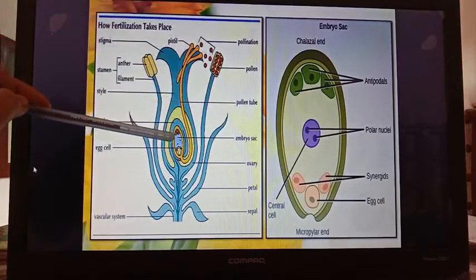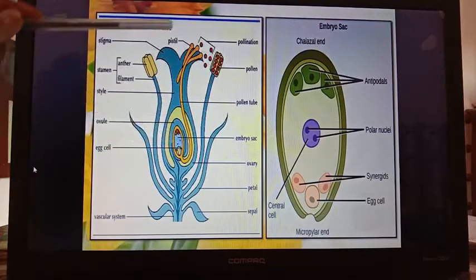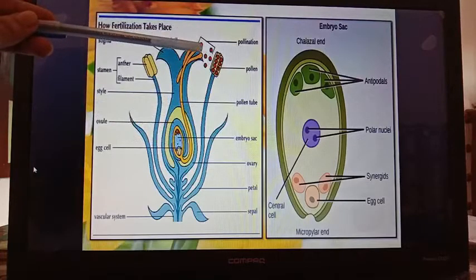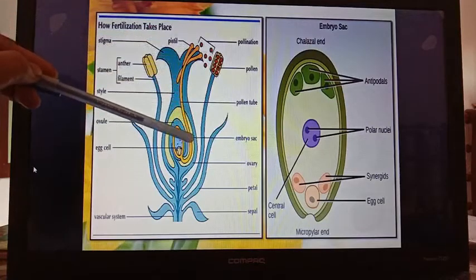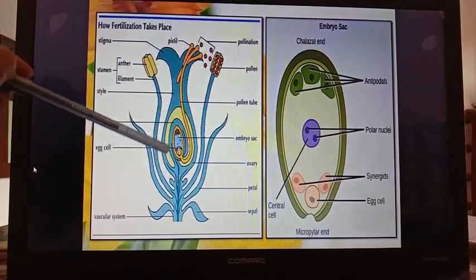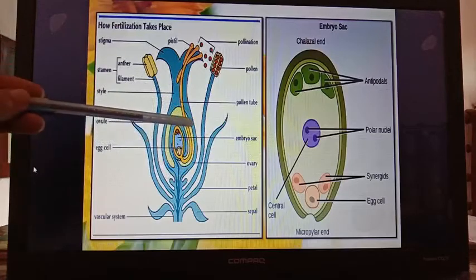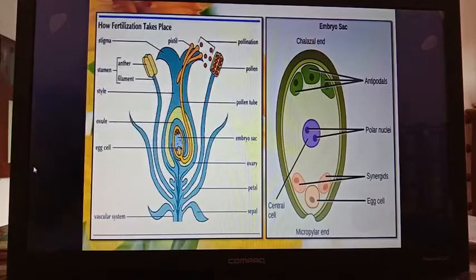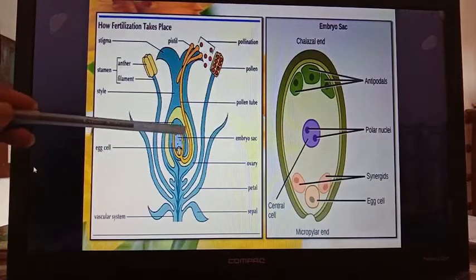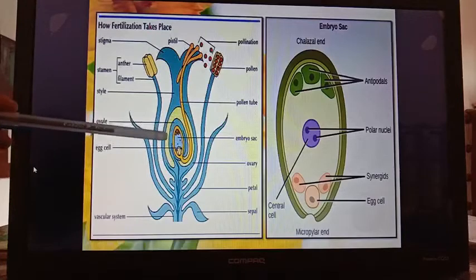gynoecium or pistil, and this gynoecium or the female part mainly contains three parts: stigma, the upper part, then style, and then ovary, the swollen base part. Inside the ovary there is the ovule. You can see here that inside the ovule there is one structure named the embryo sac.